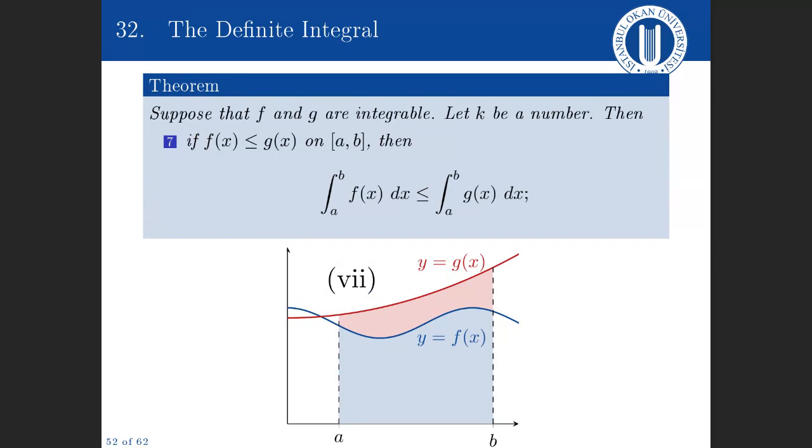Let's suppose that of our two functions f and g, g is always bigger than f on our interval from a to b. It doesn't matter what happens over on the left, doesn't matter what happens over on the right, we're only interested in what happens between a and b. If g is always bigger than f between a and b, then the integral of f must be less than or equal to the integral of g. Yeah, straightforward. We can see that in the picture. Pink area is bigger than blue area. I'm happy with that.